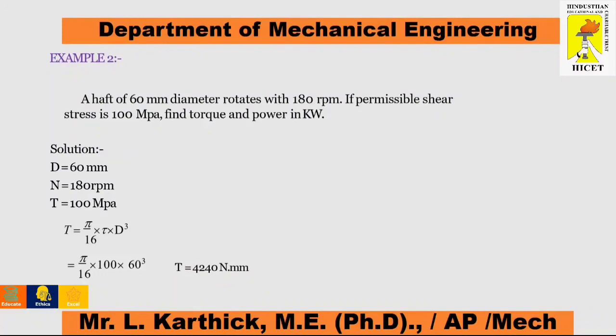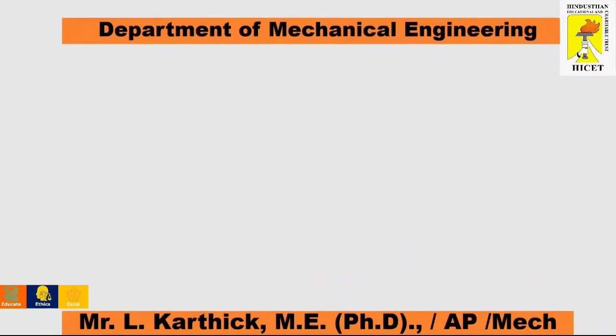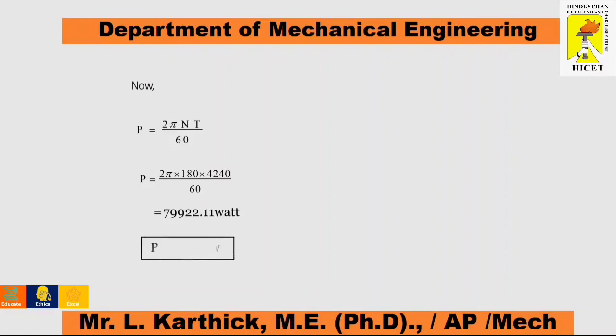We know the formula for torque, T equal to pi by 16 into tau into d cube. By applying the values, we get T equal to 4240 Newton millimeter. Next, we calculate the power. P equal to 2 pi NT by 60. Since we know the torque, apply the value in this power equation and you will get 79922.11 watt, so 79.92 kilowatt.